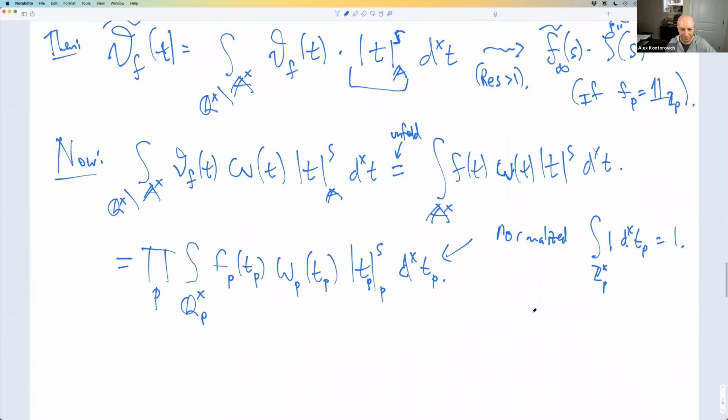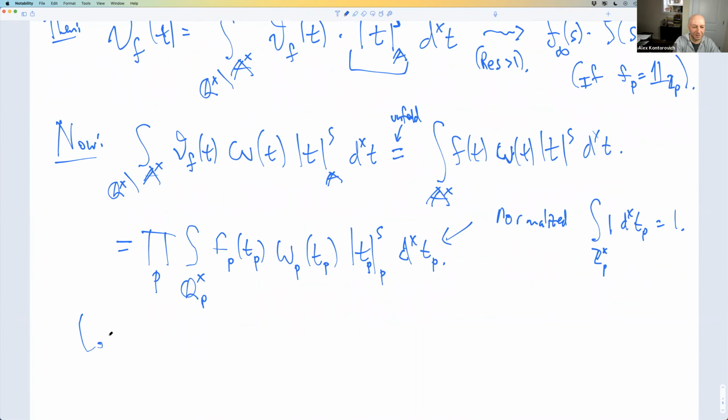Okay. Let's look at p. Almost all p are like this. This is the generic p, with f_p being the indicator function of Z_p and omega_p being unramified.